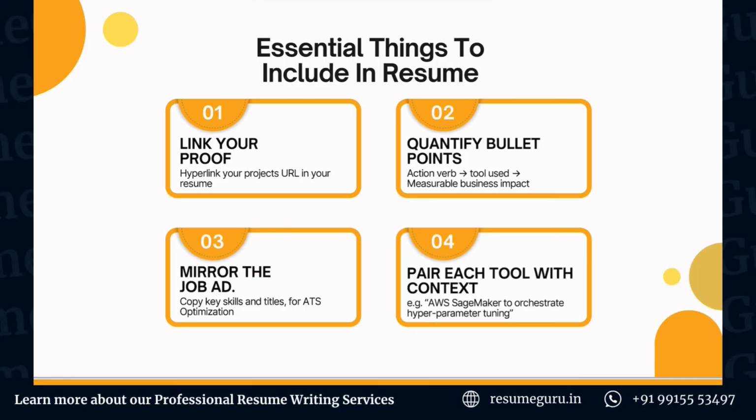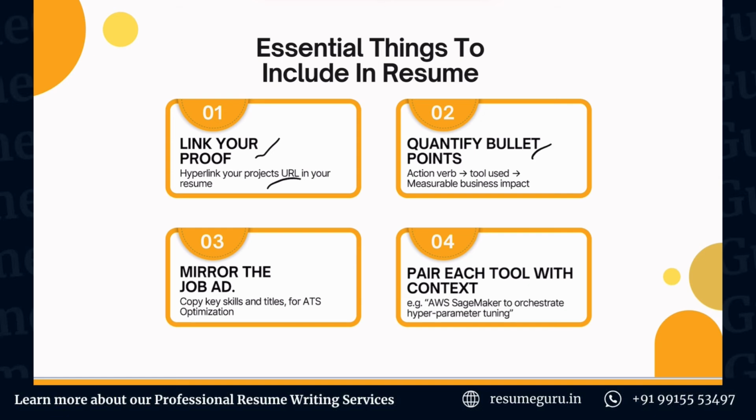What are the essential things that are included in a data scientist resume? The first one is linking your proof. Data science is a field that works on a project basis, so there are a lot of projects that you do, especially as a fresher. It's a great idea to link the URL for all your projects in the resume so that you can give a good idea to the recruiter about how capable you are.